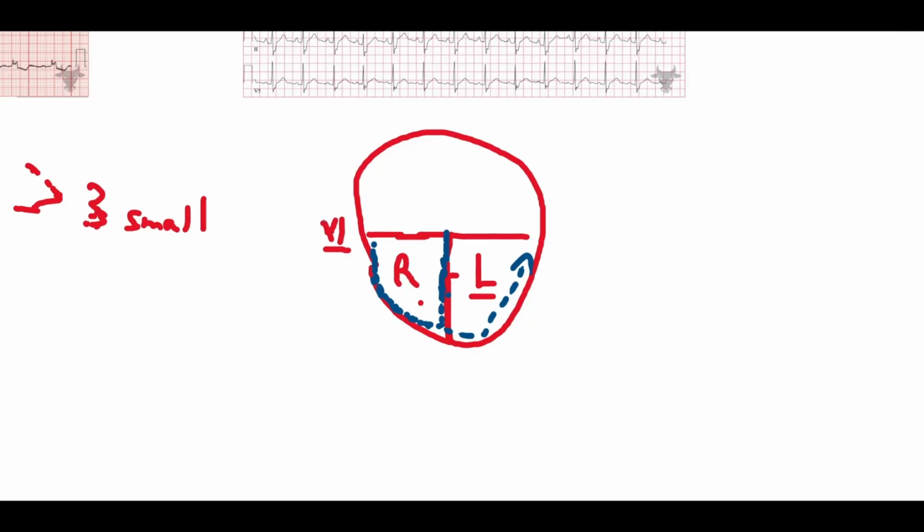And as you can see, it's moving away from the V1 lead. It's moving in this direction, and so therefore a left bundle branch block makes a negative deflection that looks like this. Whereas if the right bundle branch was blocked, the opposite would happen, right? So the depolarization would travel through the left ventricle and then come back and go this way, and it's traveling towards the V1 lead, and so we're going to have a positive deflection that looks something like this.